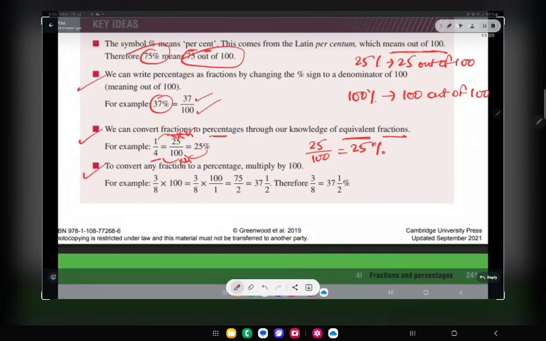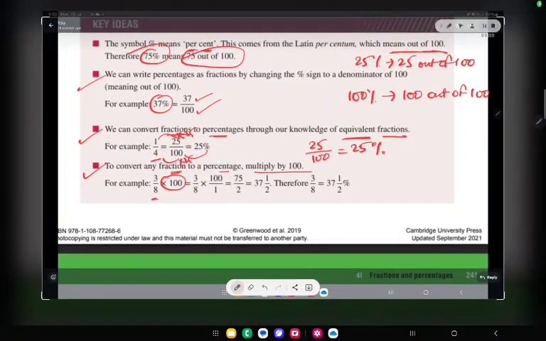Now for the next point, to convert any fraction to a percentage, just multiply by 100. So if I have the fraction 3 over 8, I multiply it by 100, so it's 3 times 100 over 8 times 1. If I simplify this by 4, 8 divided by 4 is 2, and 100 divided by 4 is 25, and 25 times 3 is 75. So if I simplify it, I get 75 halves.